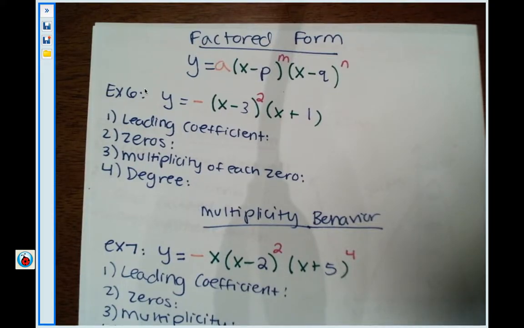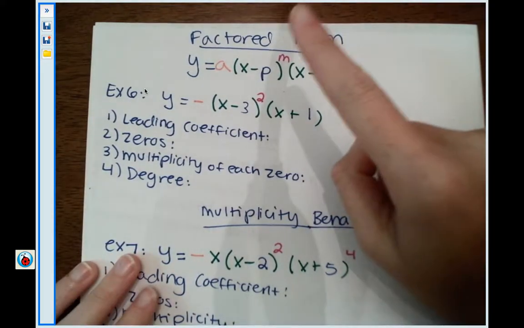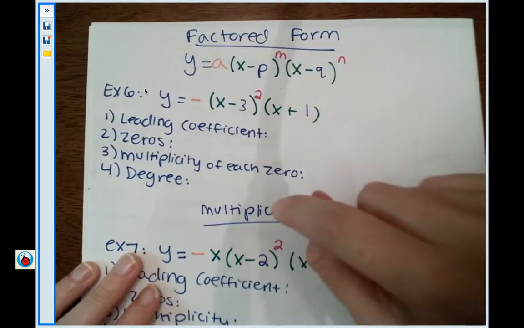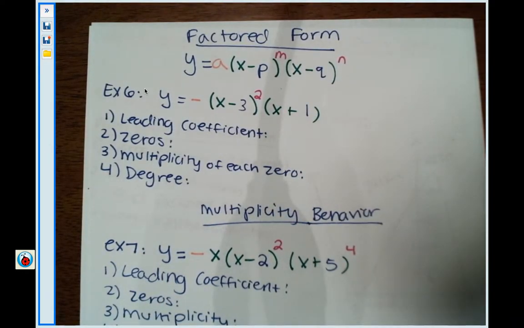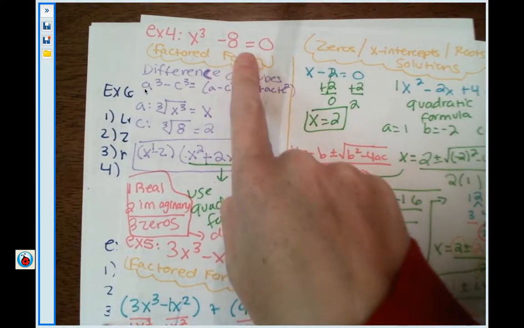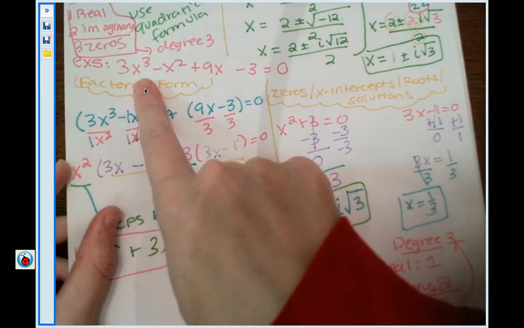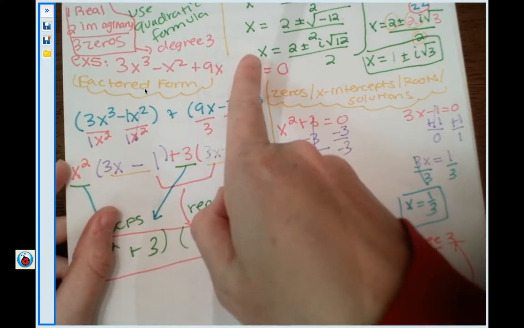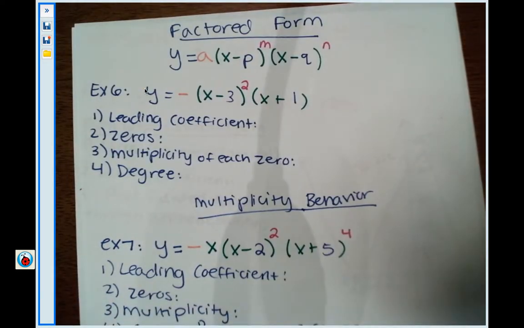Okay, so now we are dealing explicitly with factored form of a polynomial. So far, we've only been working in standard form, which is when we have things that look like the previous problems we were working on. So things like x to the third minus a, or 3x to the third minus x squared plus 9x minus 3. Now, factored form, let's think about what it means to be a factor.